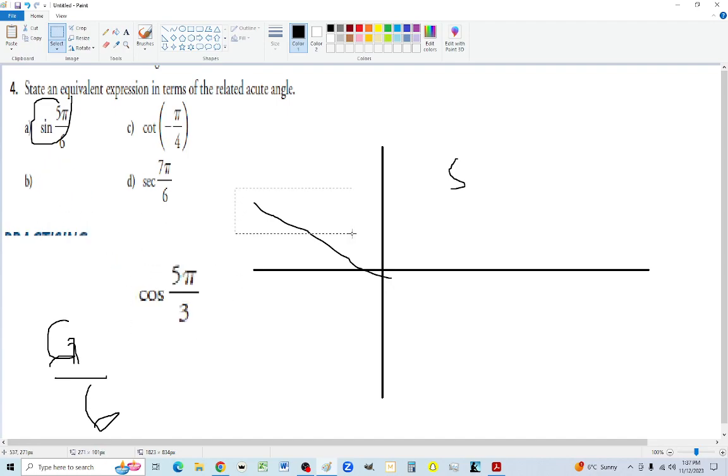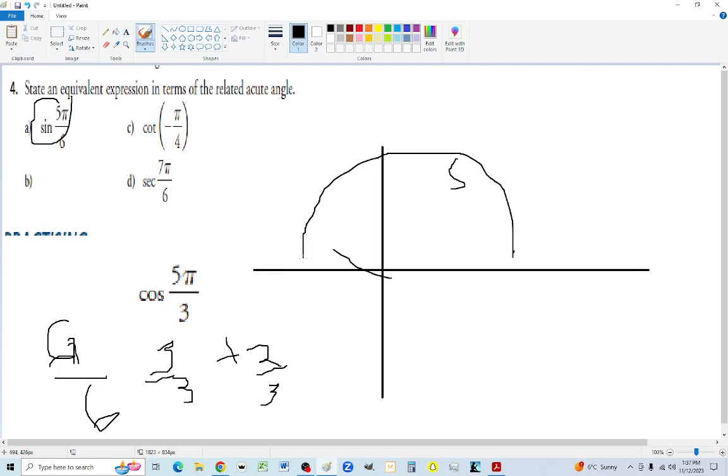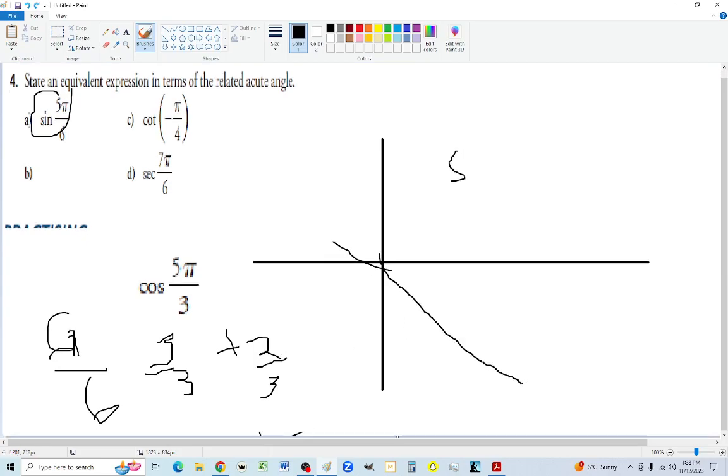5 over 3 is clearly more than 1. It's 3 over 3 plus 2 over 3. So where is it? Well, 3 over 3 is here, as we've determined. This is half more. The 90 degrees is half more. 2/3 is more than half, so that means we're over here.